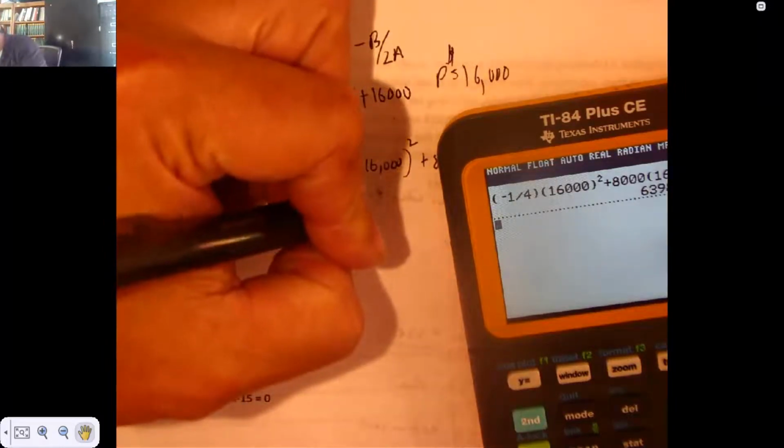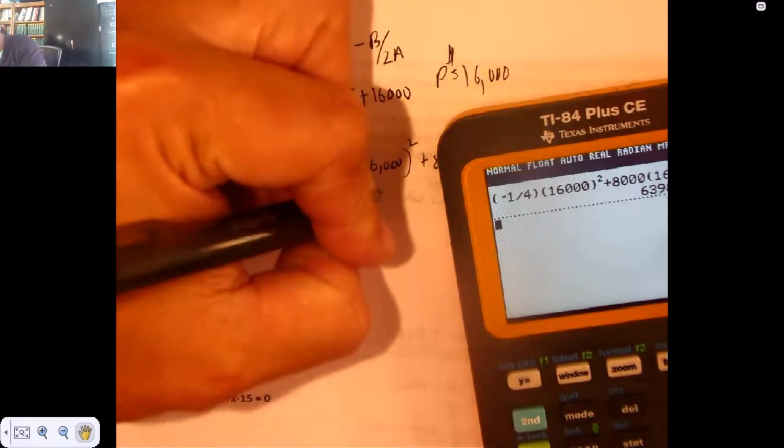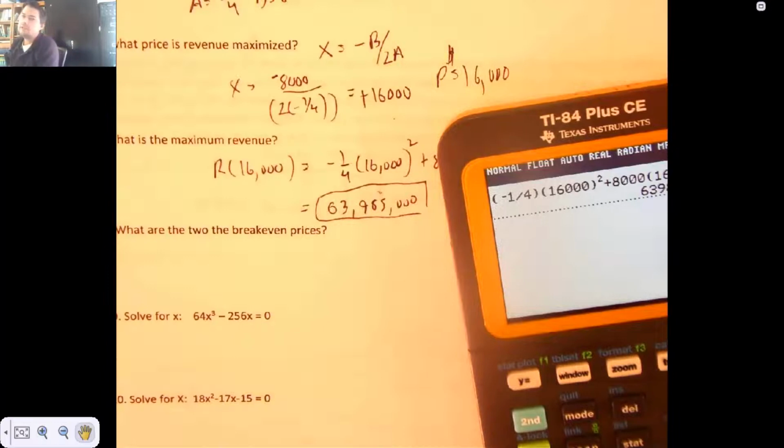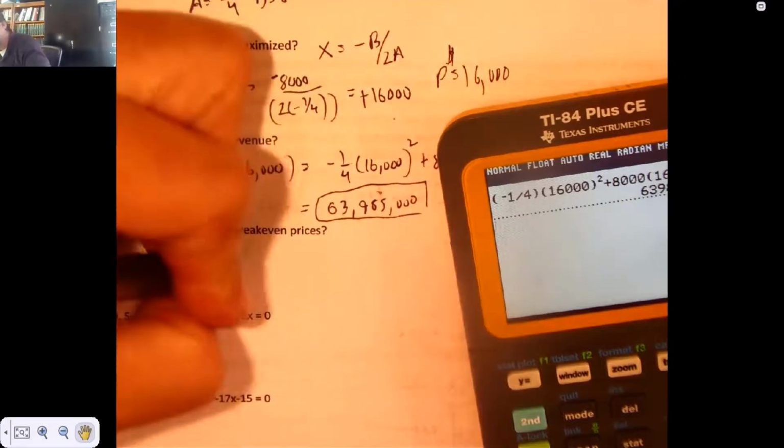Now that's just one model too, by the way. You know, if we're talking about this being John Deere, they'd probably go ahead and do it, but that's not a whole lot of money to John Deere. MTD, that's big money. What are the two break-even prices? Well, you break even.